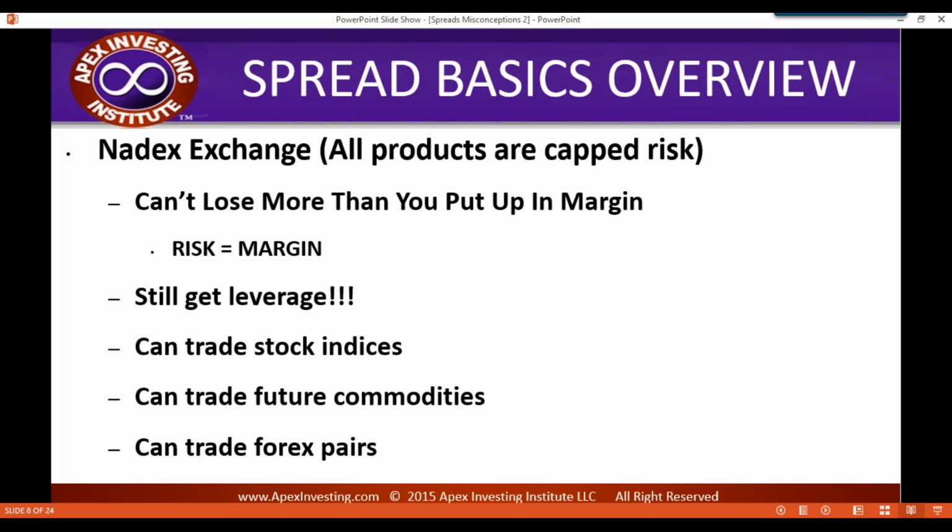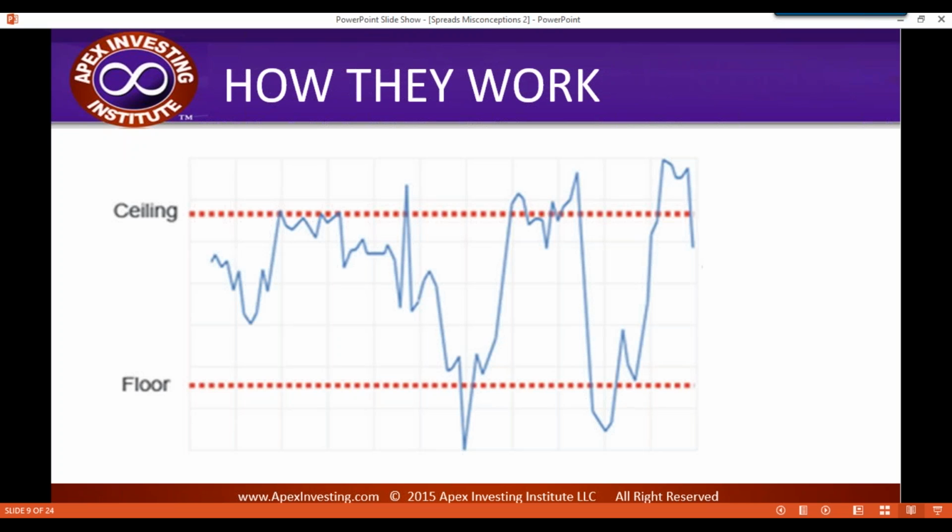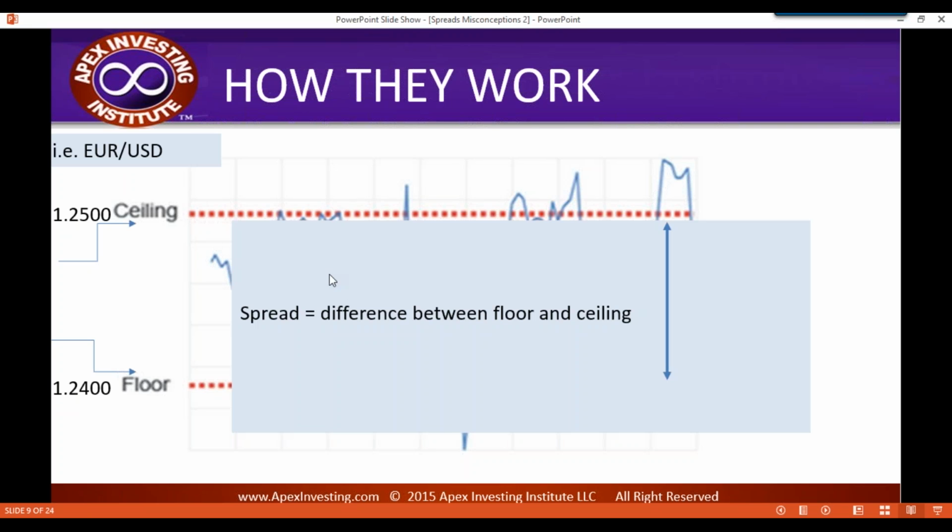On Nadex, you can trade Nadex spreads with stock indices, futures, commodities, and Forex pairs. Basically, they're called a spread. We like to call them box spreads, because if you draw them on a chart, they look like a box. Spreads have a top and a bottom, or what we call a floor and a ceiling. So for example, let's say this was a spread on the euro dollar. Let's say the floor, or the bottom of the spread, was 1.2400, and the top of the spread was 1.2500. So the spread is the difference between the floor and the ceiling. In this case, that's 100 pips.